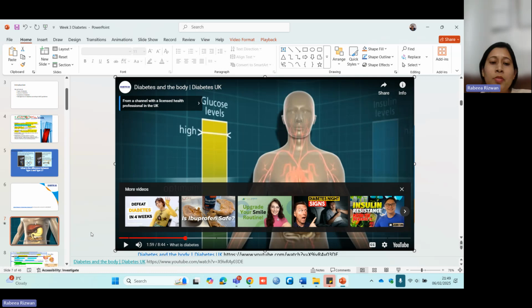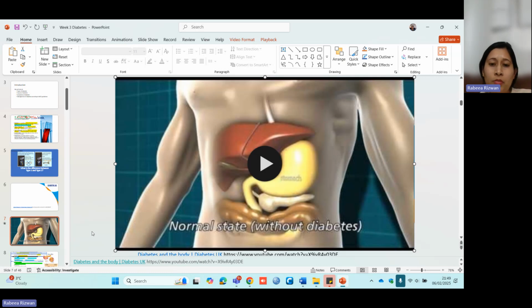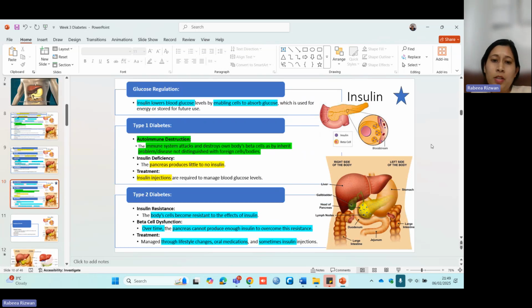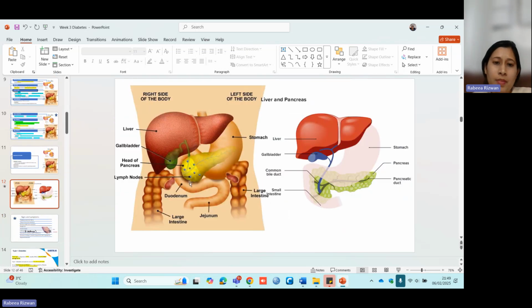So I hope your concept got clear about how the insulin functions to manage the glucose to enter inside the cell to produce energy. Now let's discuss some basic anatomy and physiology. So what is the pancreas? The pancreas is an organ present in our lower abdomen, behind the stomach, as you can see in this picture. Let me show you more clearly in this slide.